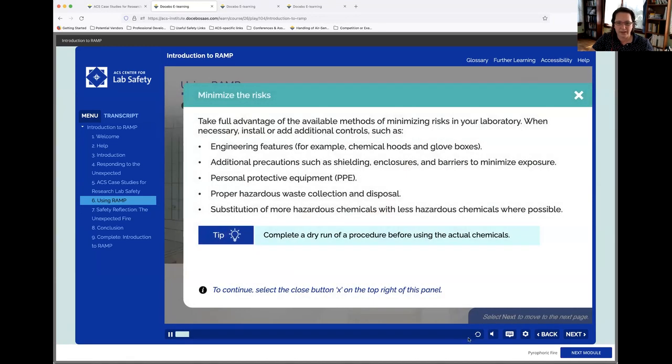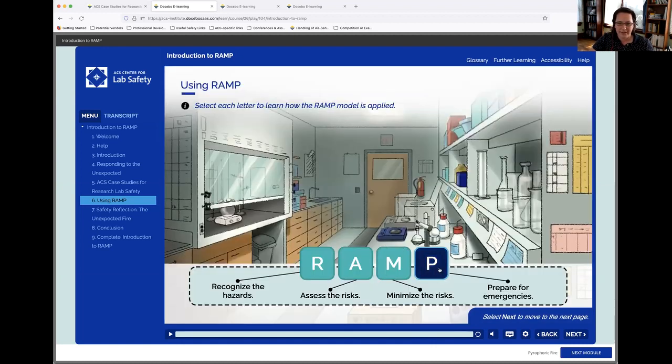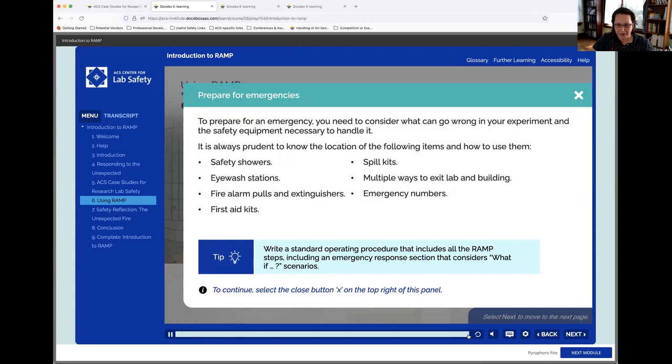M then gives them an overview of ways that they can minimize the risks that they have identified. And then finally, P is for prepare for emergencies, and in this case, it's trying to think about all the emergencies that can happen anyway, despite all of this careful planning. Now, this introductory module also goes through and explains the structure of the case studies that I am going to show you now using one of those case studies.